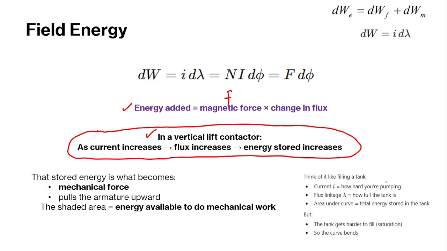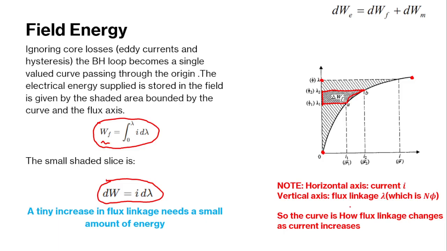The current is how hard you're pumping. It's like you're filling a tank. The flux linkage is basically how full the tank is. And the area under the curve is basically the total energy stored in the tank, because you're just integrating on the y-axis. So this whole thing here is the tank. If you need to go from one level in the tank to the next level in the tank, aka going from one position of the armature to the next position of the armature, you will need a little bit of energy to do that. Basically, that's what I'm trying to say.